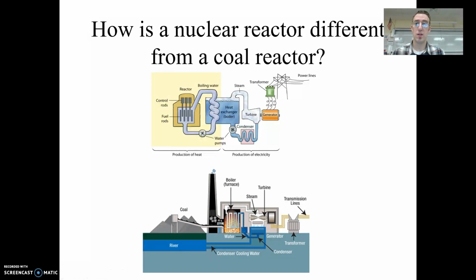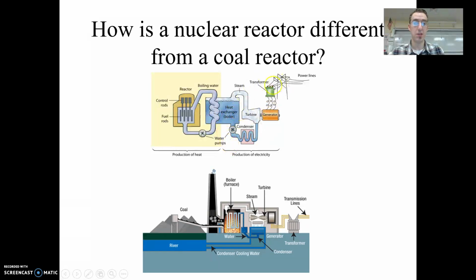So let's look at nuclear reactors and coal reactors. So the coal reactor is on the bottom. This is where coal is burned to give off heat, which boils water, which makes steam, which turns a turbine, which makes electricity. Basically like a generator, like we talked about in the electricity unit.